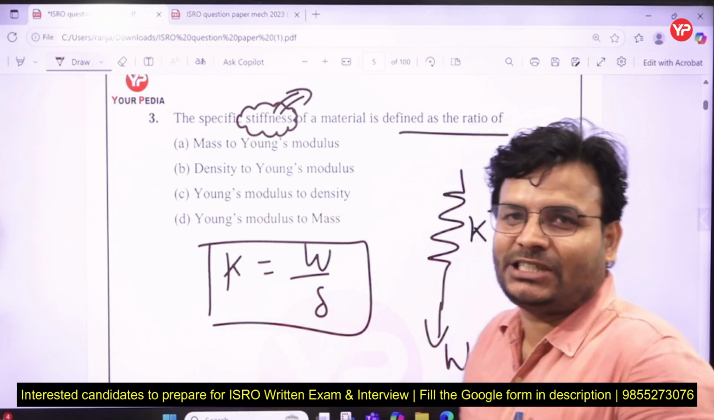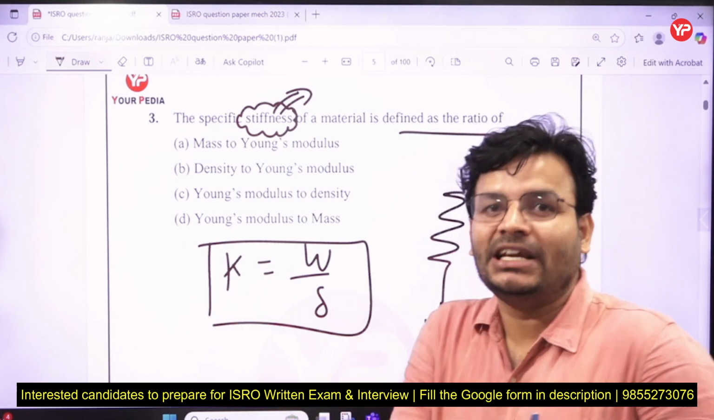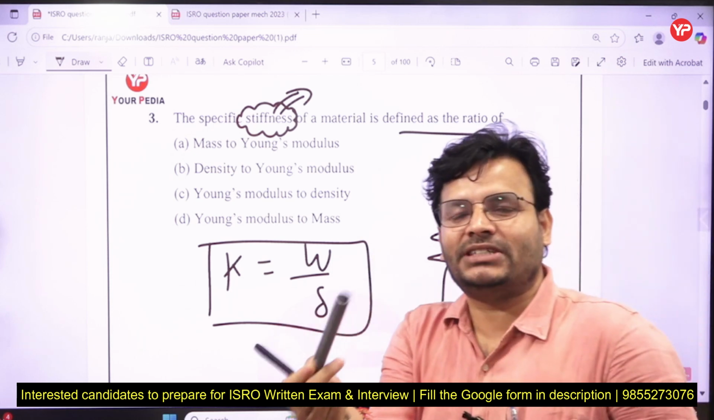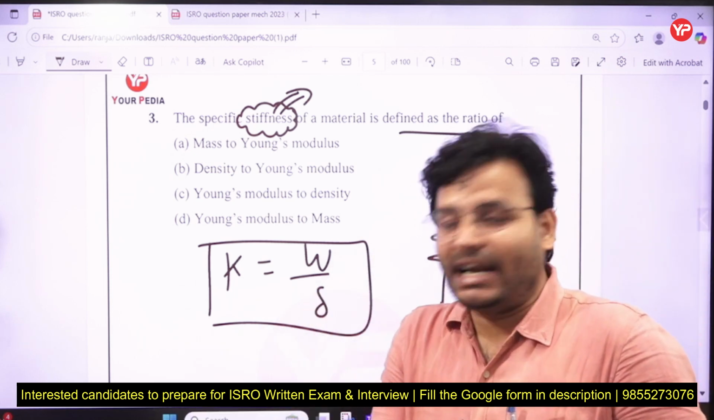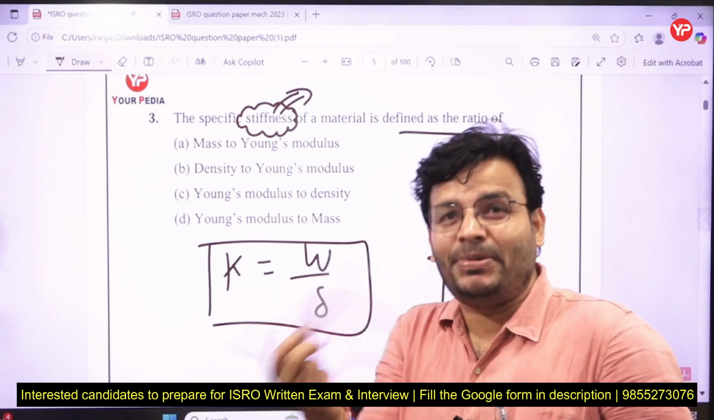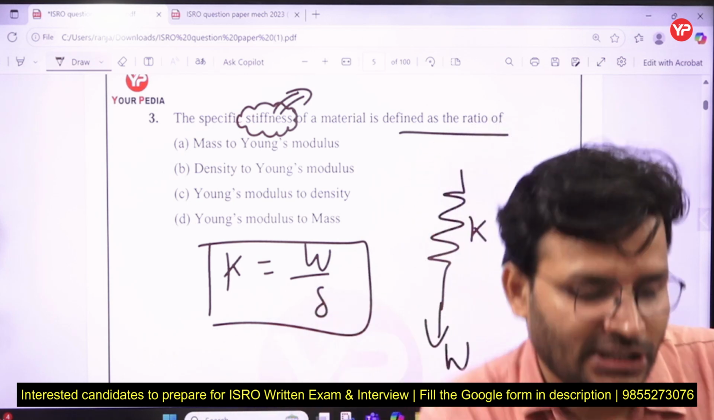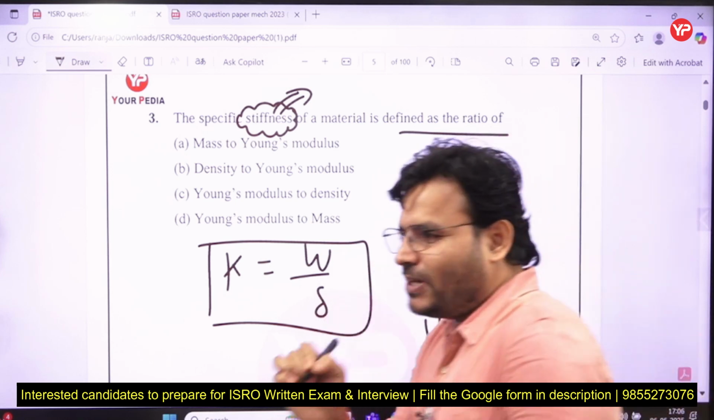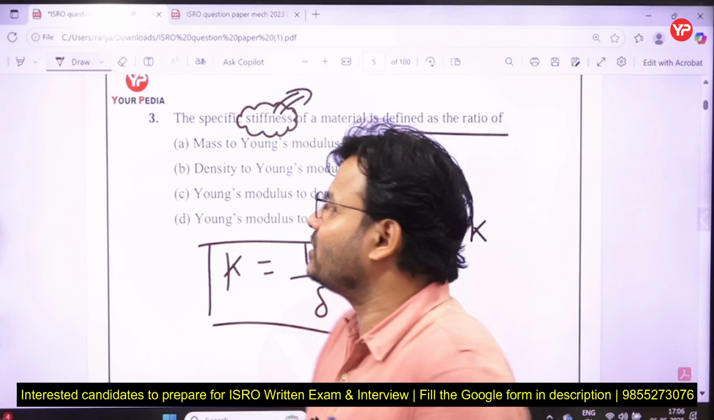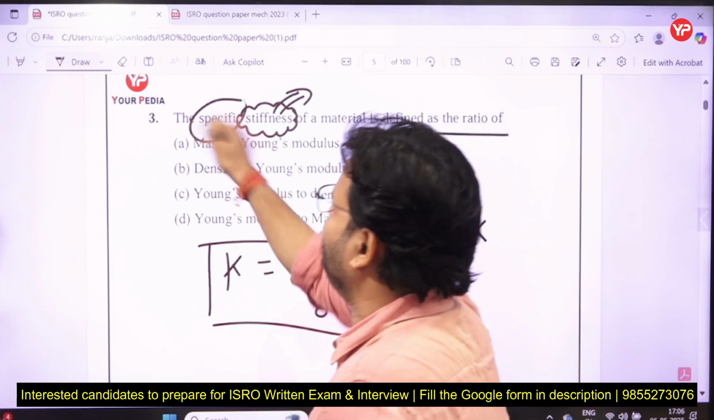Even a spring has a stiffness, even this marker has some stiffness, everybody has some stiffness. Someone has less, someone has higher, but yes, everything has a stiffness. So sir, what is stiffness? Stiffness is basically the load required to make a unit deflection. But sir, in the question a specific stiffness is given.